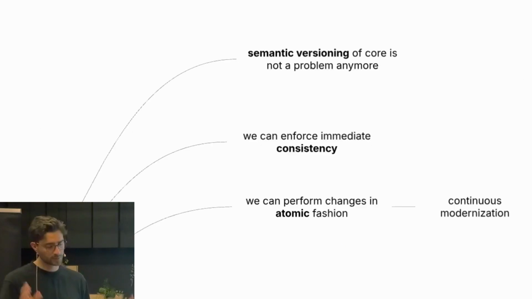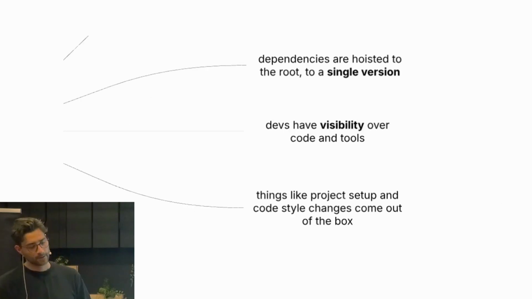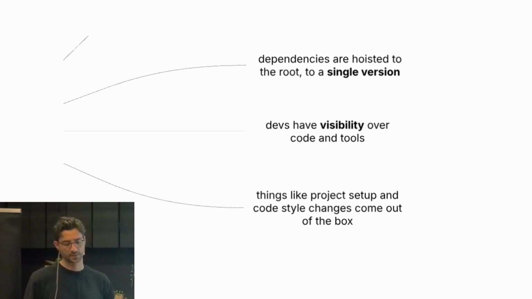This comes with a lot of good stuff, which is that semantic versioning is not a problem anymore. We can have consistency of the games immediately in one single go, and we can do that in an atomic way. So basically, we can also upgrade all of our games to the latest TypeScript version without game developers even caring about that. We have a single version of TypeScript and similar dependencies, so we don't have that dependency hell I mentioned.